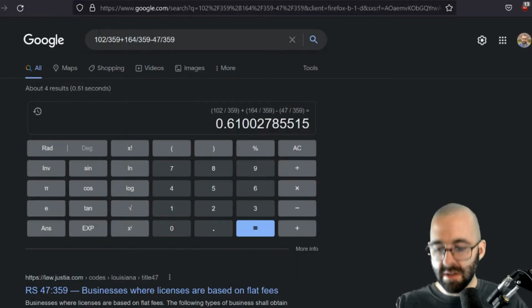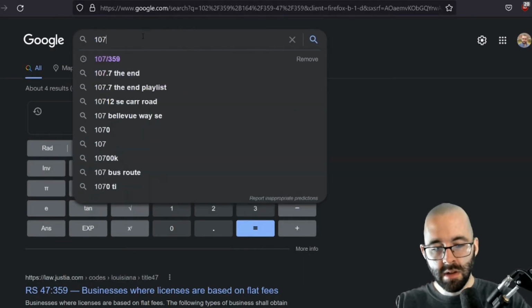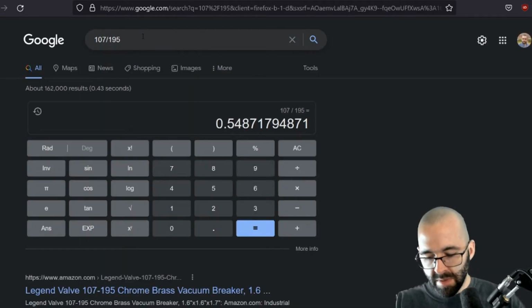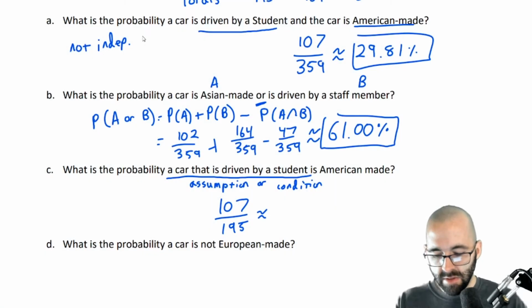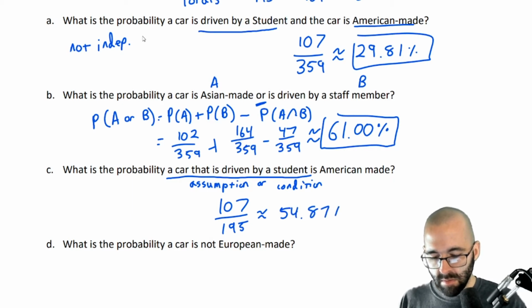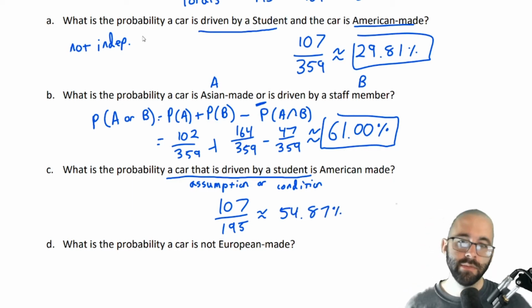As a percent, that's going to be 54.87. All right.